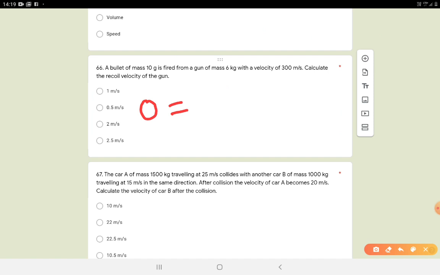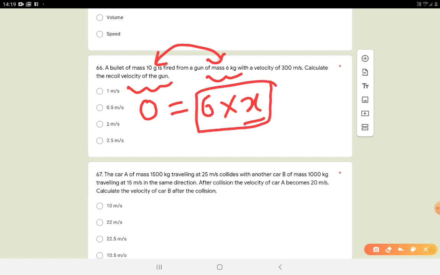After firing, the momentum of both things will change. At first let's talk about the gun, whose mass is 6 kg. We don't know the velocity of the gun, we have to find it, so let us put it as x. This x is the recoil velocity of the gun. You can write v also, no problem in that. This is the momentum of the gun only.